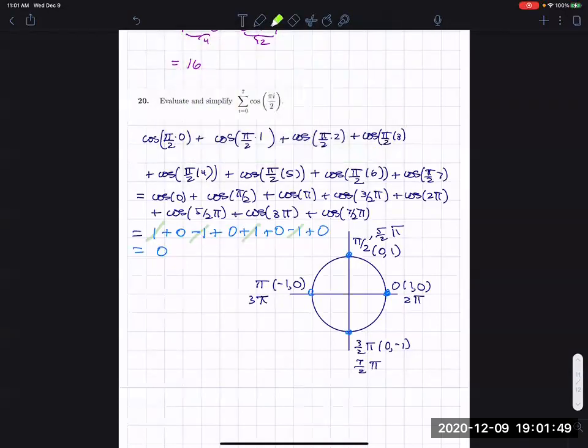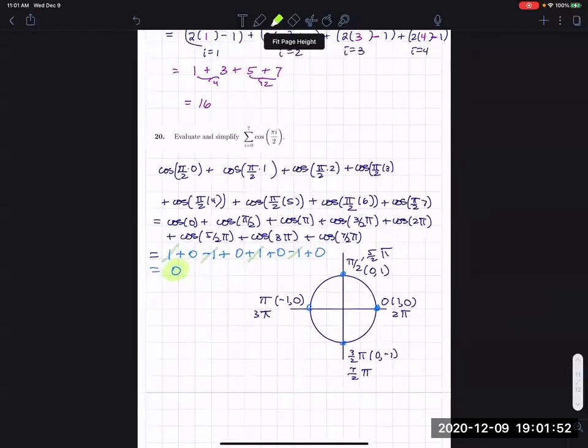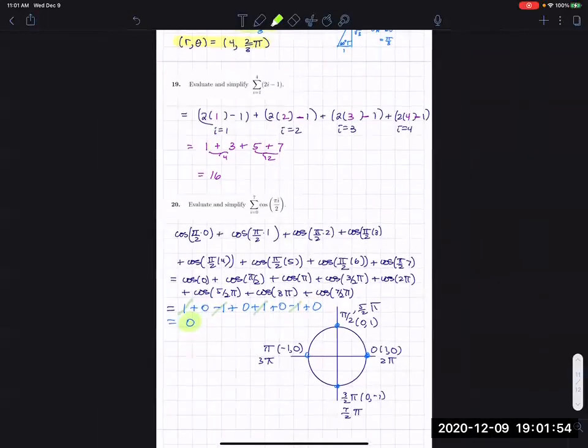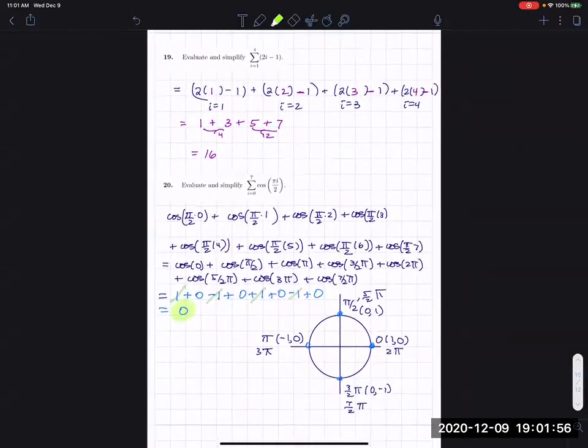So I thought that was sort of good. Good problem there. Okay, so that's a reviewing of summations and a little bit of trig thrown in.